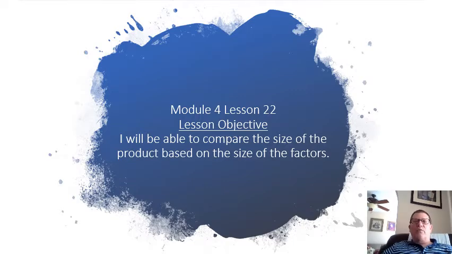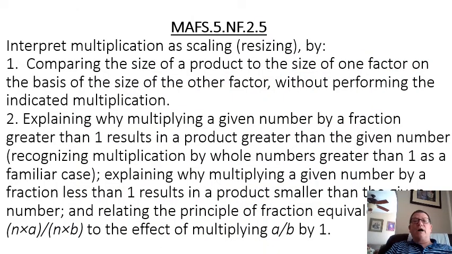Today we're jumping to Mod 4 Lesson 22, and in this objective, you're going to be able to compare the size of a product based on the size of the factors. So not really solving it, okay? But we're basically using our reasonableness based on the size of the factors to determine the product. Now the standard on this was NF25, and it's known as scaling or resizing. And all we're talking about is what is the product based on the size of the factors, okay? And the factors being the two numbers or fractions that we're multiplying against each other.